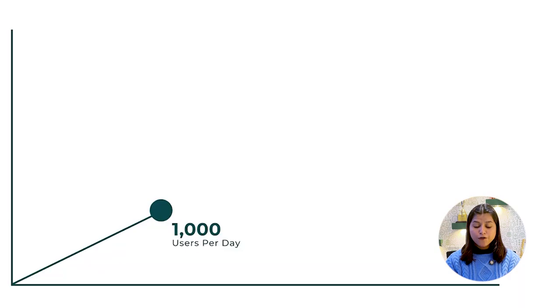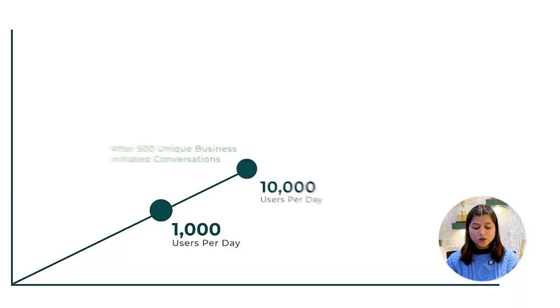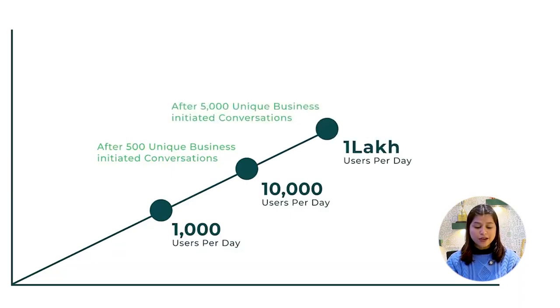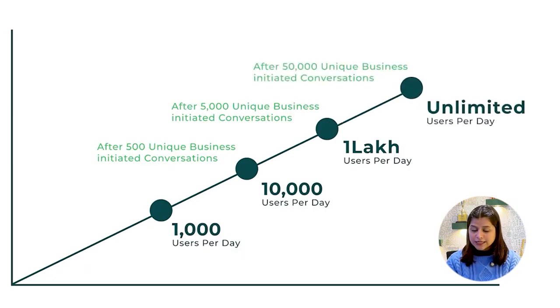There are a total of 4 broadcasting tiers. In Tier 1, you will have a broadcasting limit of 1000 unique users per day, followed by a 10,000 users broadcasting limit in Tier 2. And in Tier 3, you will have a broadcasting limit of 1 lakh users per day. And in the 4th and final broadcasting tier, you will unlock the potential of sending broadcasts to unlimited users per day.